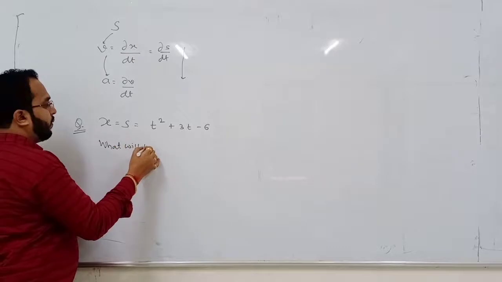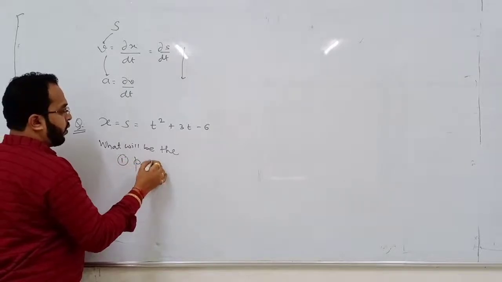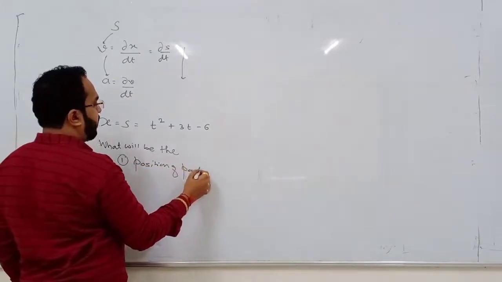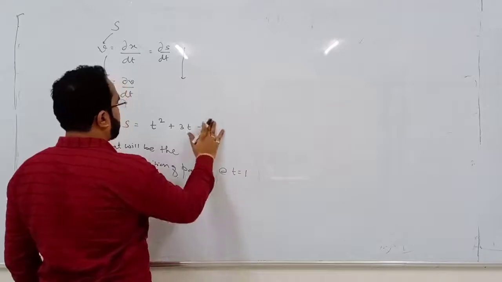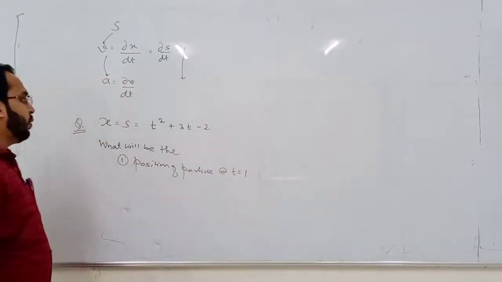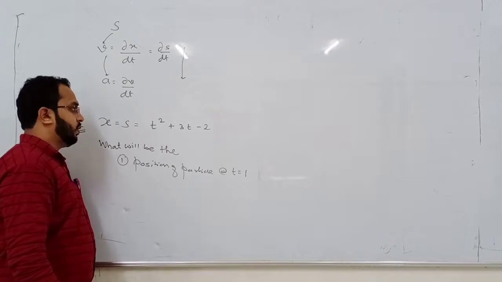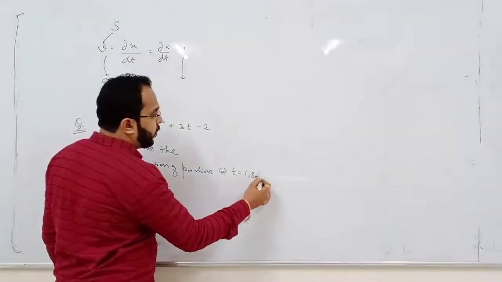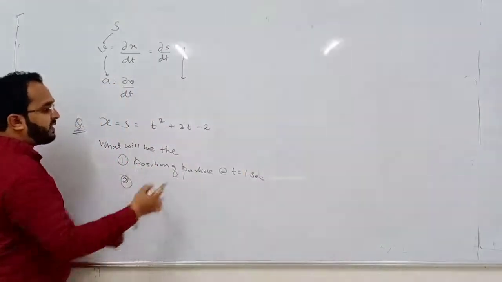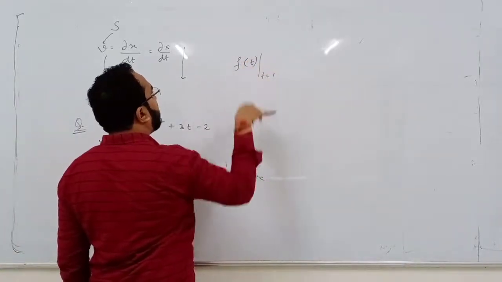Question number 1: what will be the position of the particle at t is equal to 1? At t is equal to 1, where will it be? After 1 second, where will it be? Next, what does this mean? It means they are asking f of t at t is equal to 1.